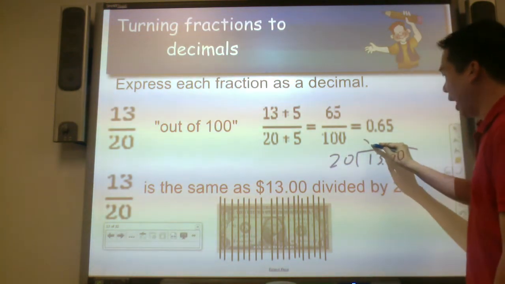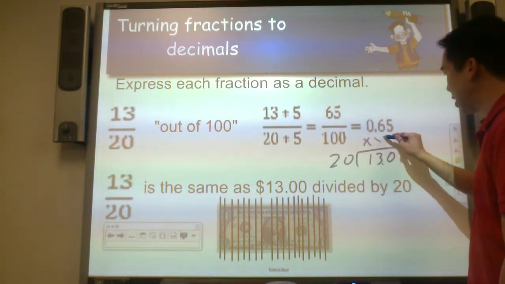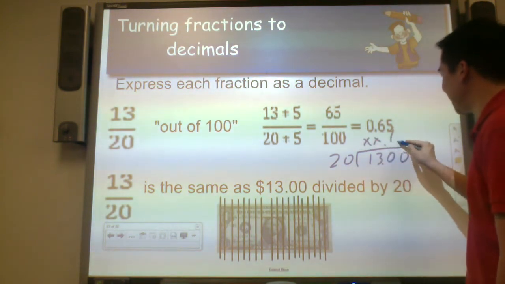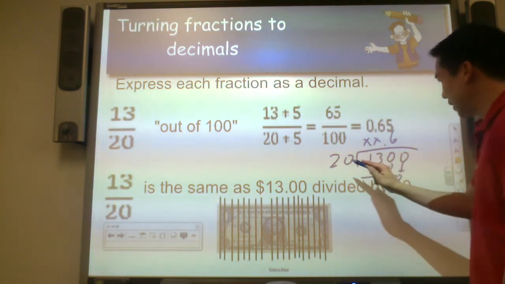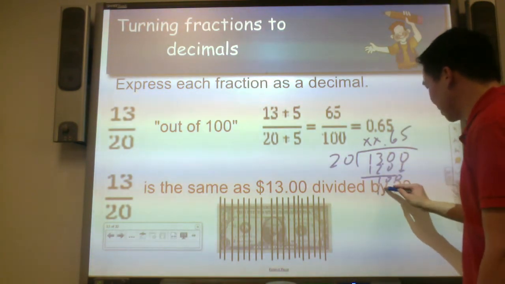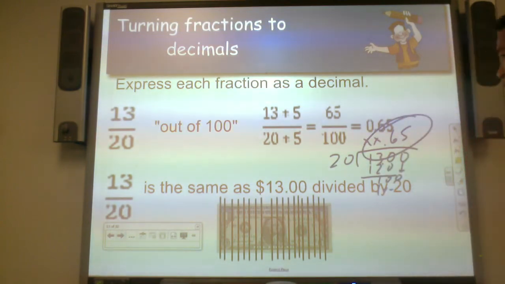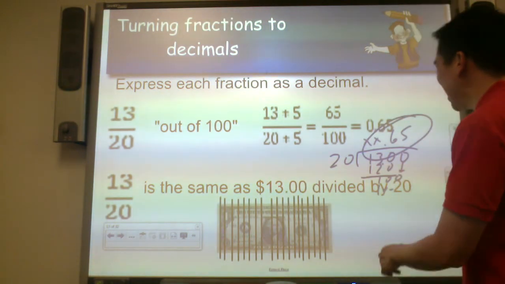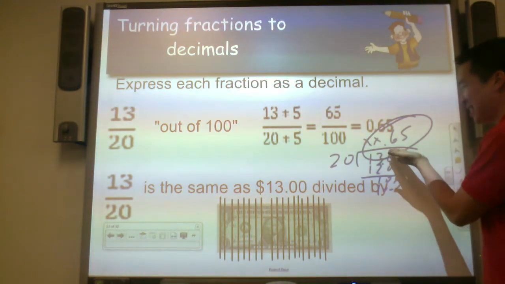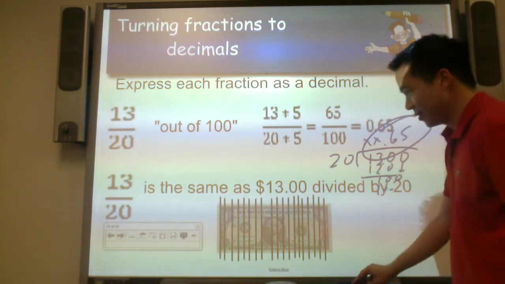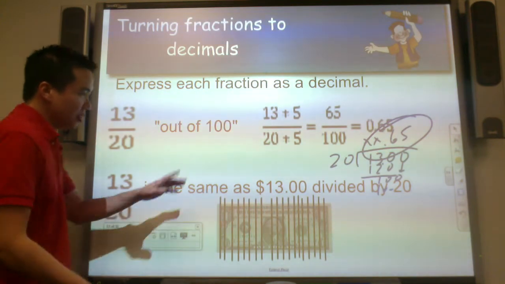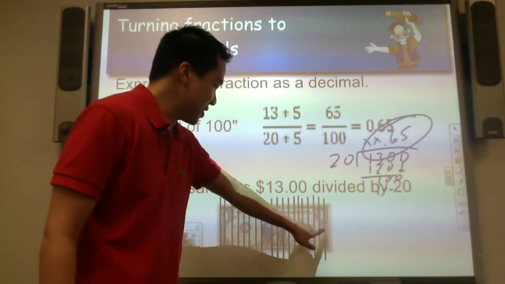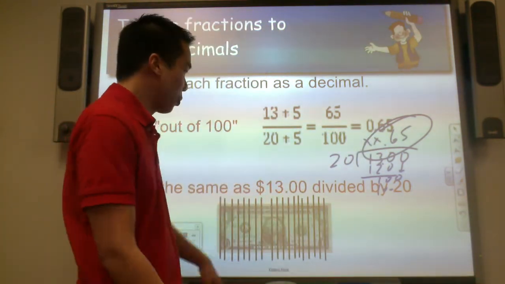Can 20 go in 1? No. Can 20 go in 13? No. Can 20 go in 130? 6 times. 10, bring down the 0. Can 20 go in 100? 5 times. So 13/20 can be written as a decimal as 65 hundredths. So if you have $13 and you divide it into 20 parts, each part is 65 cents, 65 cents, 65 cents, and you get the point.